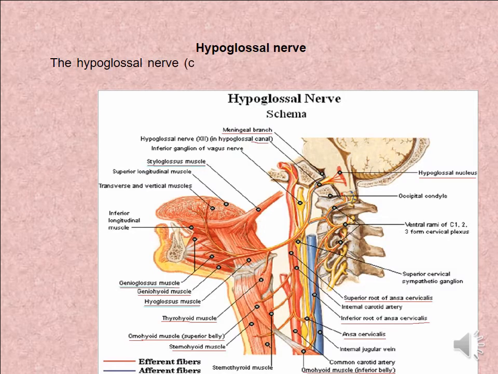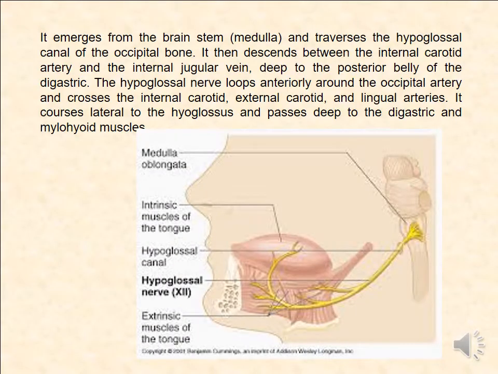The last cranial nerve is hypoglossal nerve. The hypoglossal nerve, the cranial nerve 12, is chiefly a motor nerve to the tongue. It emerges from the brain stem medulla oblongata and traverses the hypoglossal canal of the occipital bone. It then descends between the internal carotid artery and the internal jugular vein, deep to posterior belly of the digastric muscle. The hypoglossal nerve loops anteriorly around the occipital artery and across the internal carotid artery, external carotid artery, and lingual arteries. Its course passes deep to the digastric and mylohyoid muscles.